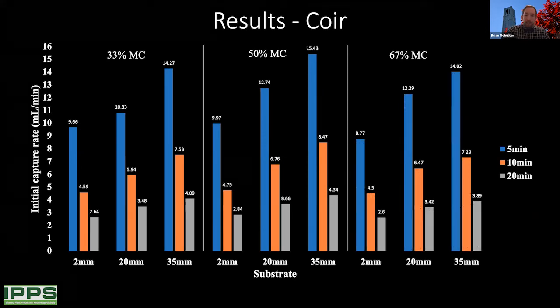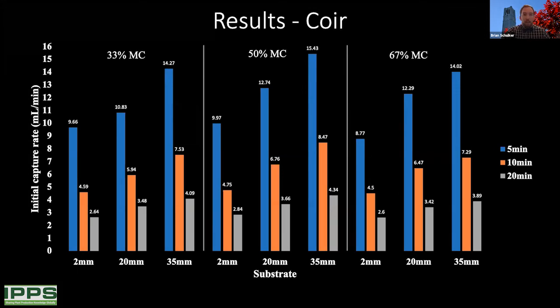Now finally, increasing to 67% moisture, this decreased the initial capture rate slightly compared to 50%. However, the take-home message here for coconut coir is that it was not greatly affected by pulsing time or moisture content and can capture water under drier conditions.